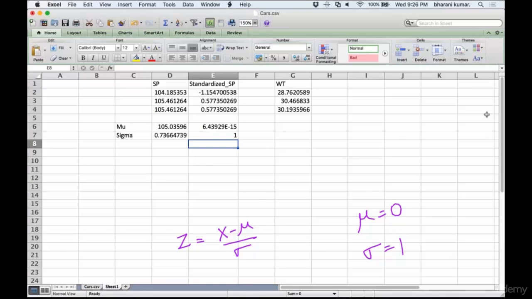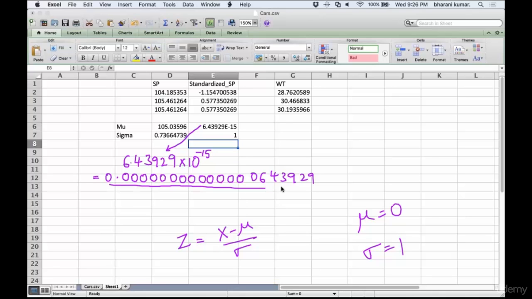If you all are wondering, hey, this is not 0, it should have been 0, then hold on to your horses, let me explain this. If a value is very lengthy, Excel is going to condense that using this E. How do you write this? 6.43929 multiplied by 10 raised to the power minus 15, and that is equal to 0.1234567891011121314, and then you get your values.